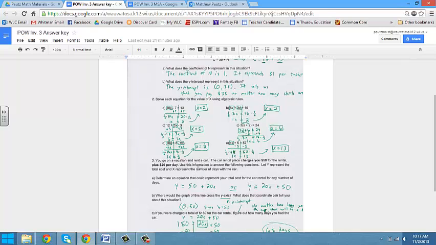The last problem, 3, is another real-life situation. You go on a vacation and rent a car. The car rental place charges you $50 for the rental plus $20 per day you have the car. Using this information, you can come up with an equation where y represents the total cost and x is the number of days of the car. So your equation would be y equals 50 plus 20x, or y equals 20x plus 50. And here the 20 is because it's $20 per day, and x is the number of days. So you can plug in any number of days and figure out the total y in the end, adding that $50 charge.